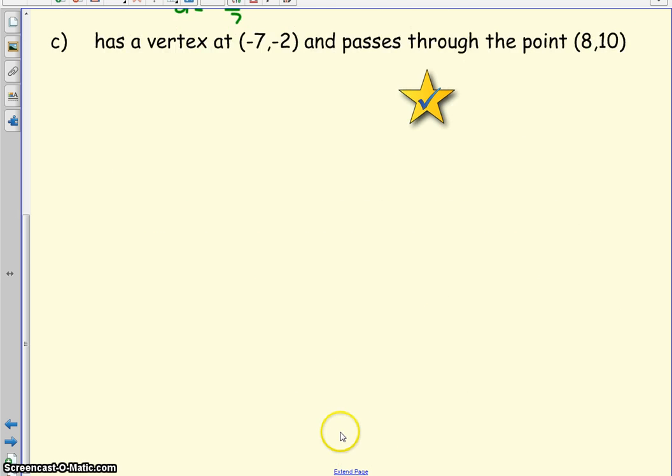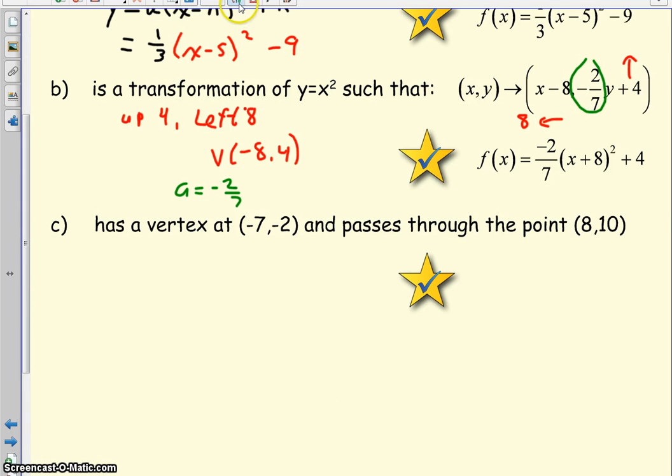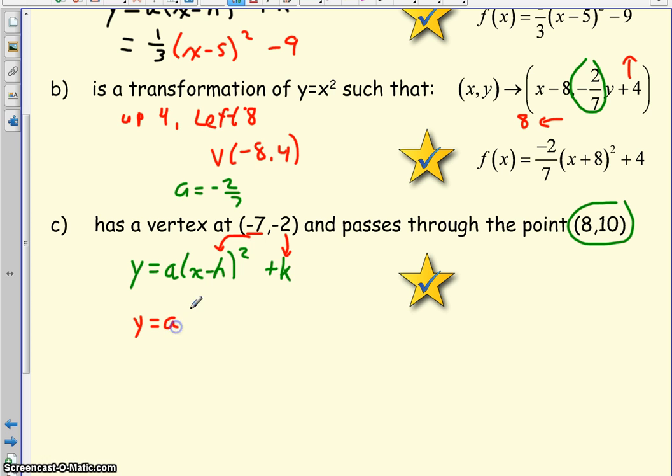Okay, and last but not least, I'm giving you the vertex, and nothing about transformations, but I'm telling you a point it passes through. So let's try and set this one up. So I'm going to start with my equation in vertex form like I did with the others. And I have to think, okay, what do I know about this parabola? So I know that the x value of the vertex, the h, is negative 7. The y value of the vertex, the k, is minus 2. So I can put those in, at least for starters. Nice to have some things done. So x minus negative 7 is x plus 7, all squared, and then minus 2.